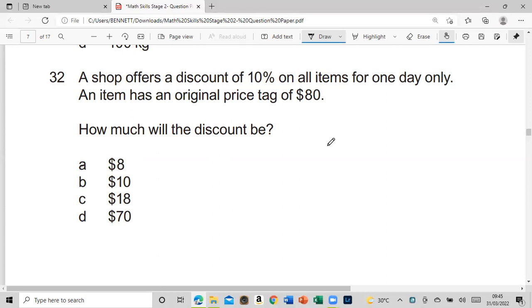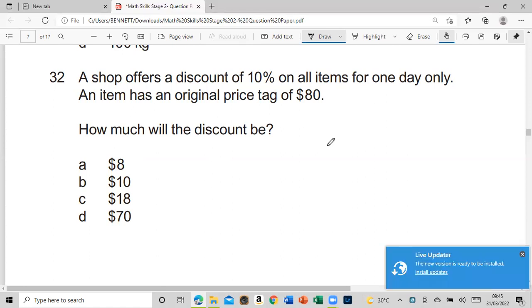But for those who can't see it, I'm going to work it out. So it's 10% of 80. So this goes at $8. So they will pay $72. But they didn't ask us for that, right?